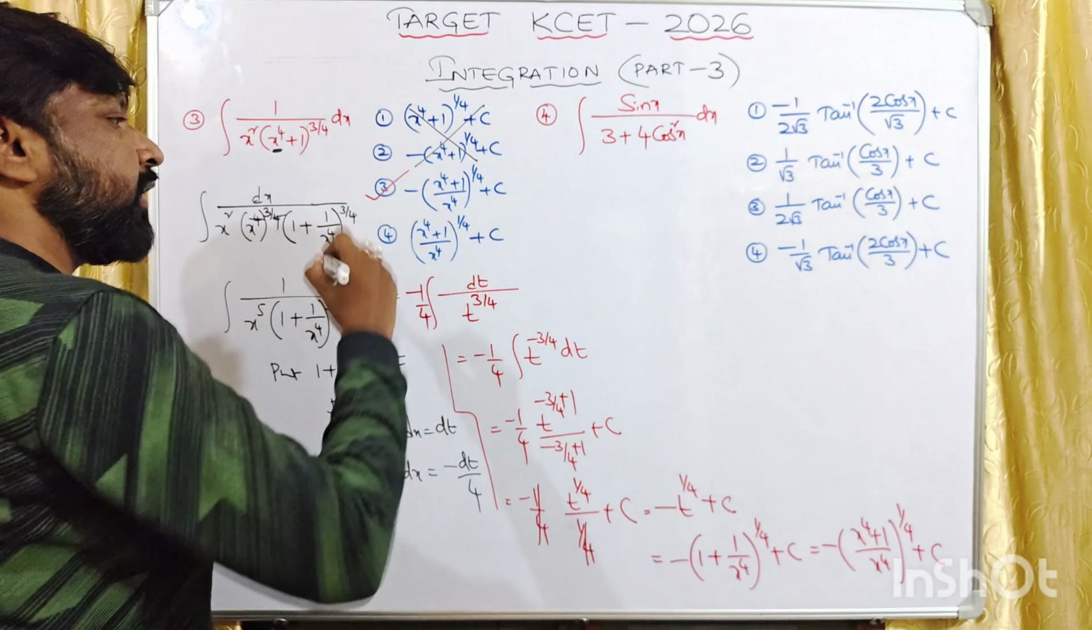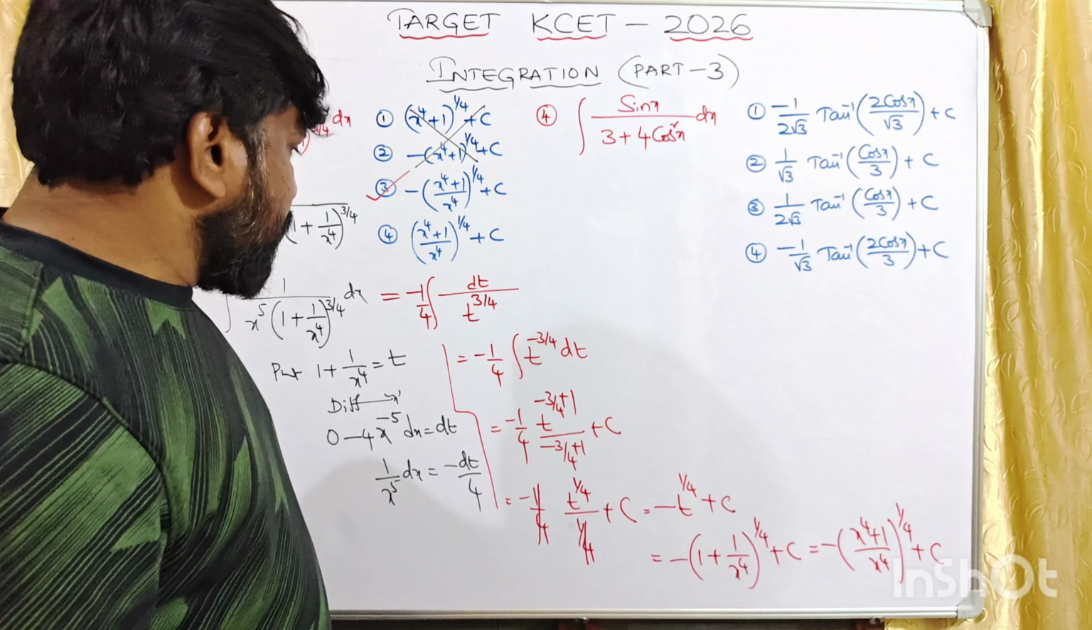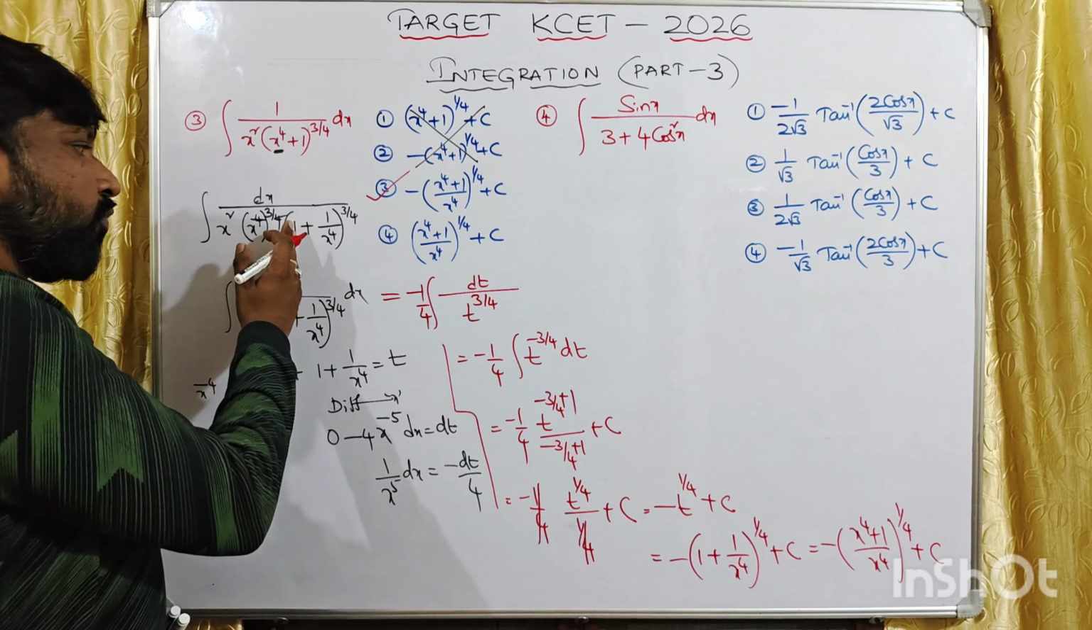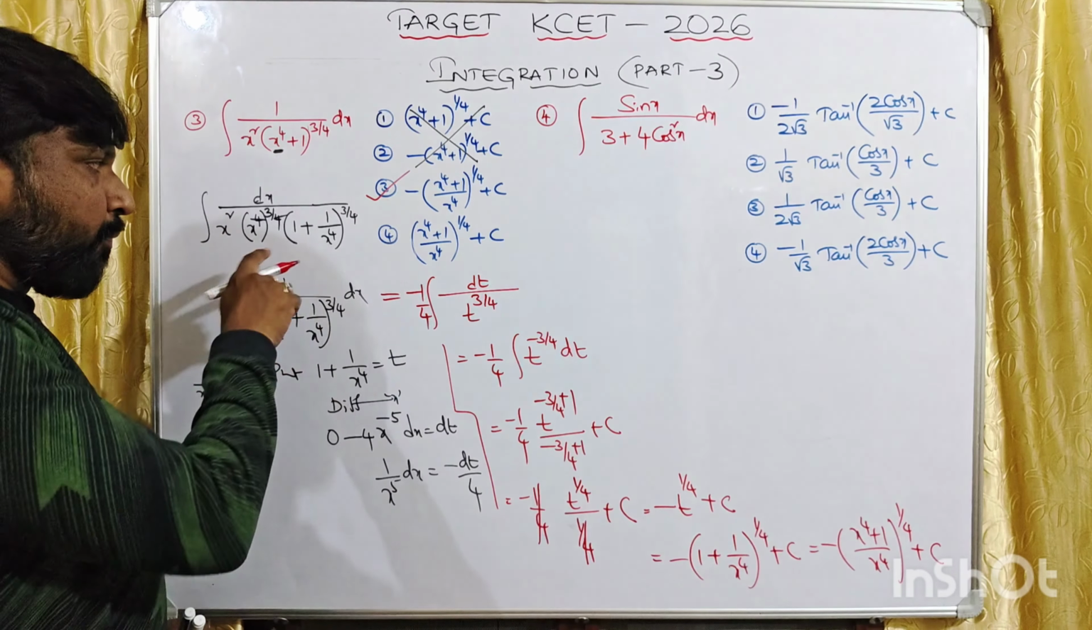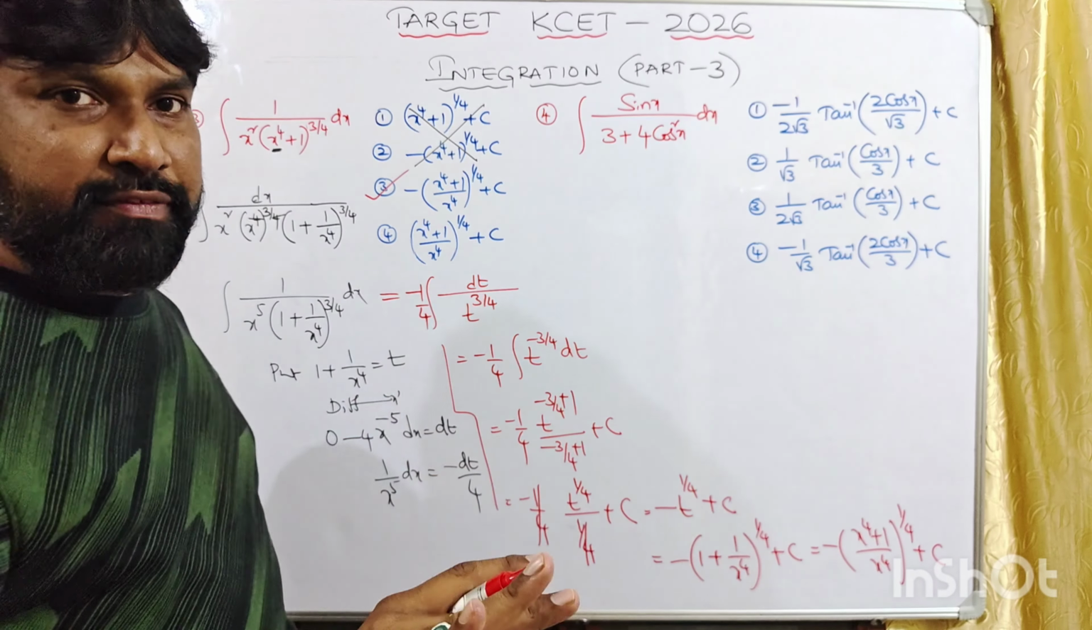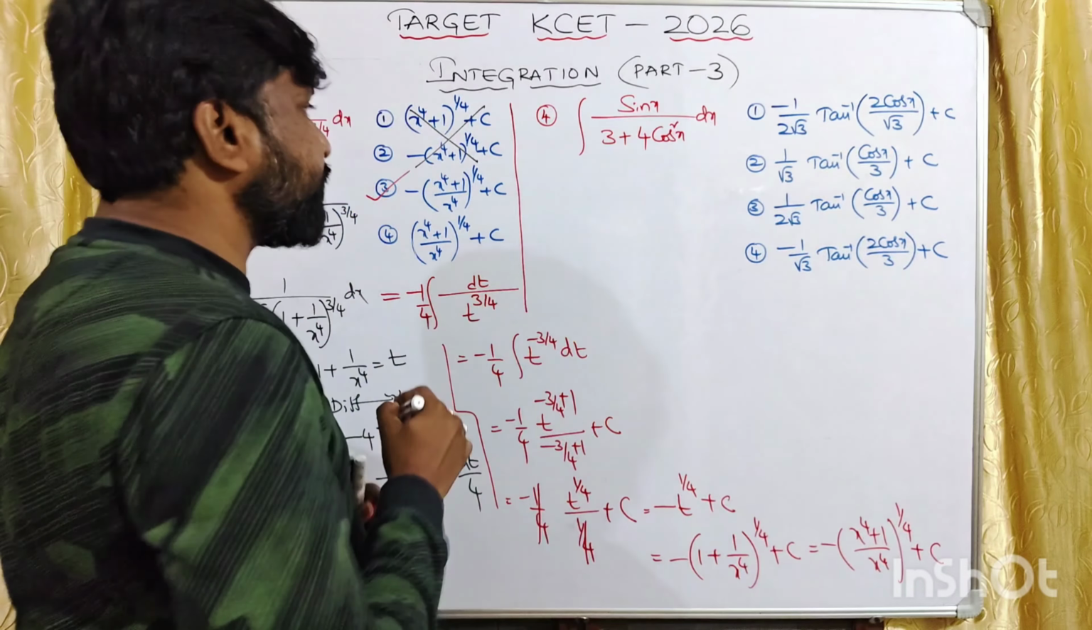So, option 3 is the correct answer, friends. The only thing is, you are going to take x power 4 out of the bracket. That is the most important point. Once you know this one, the rest of the part will be very easy, friends. Let us move to the next.